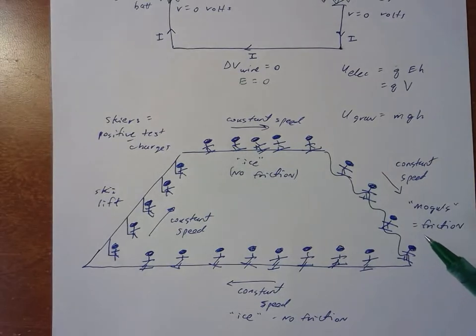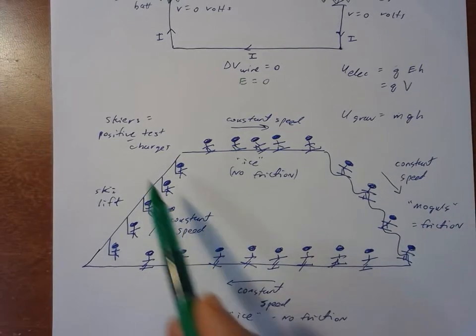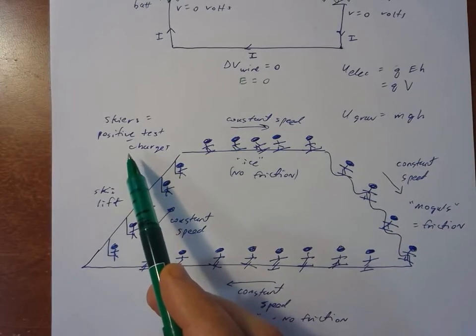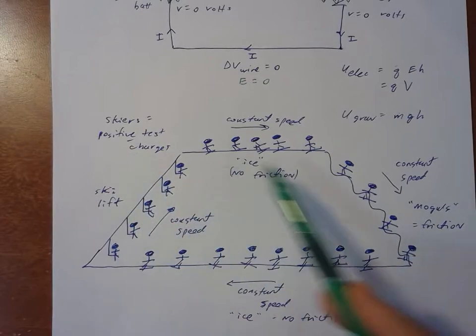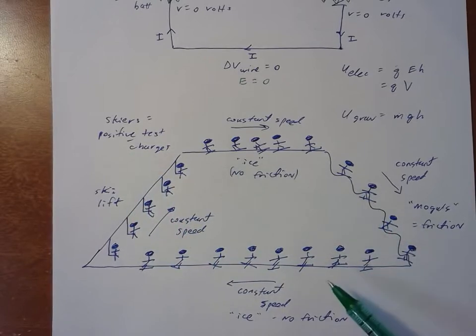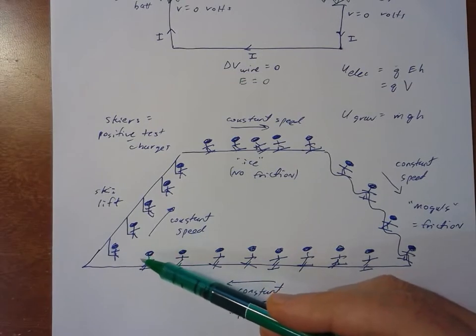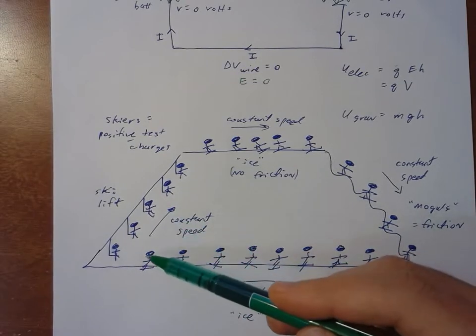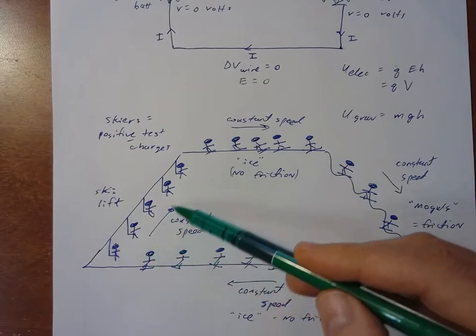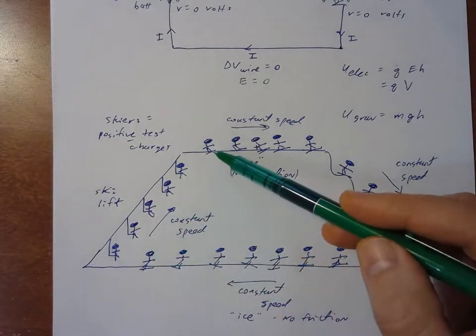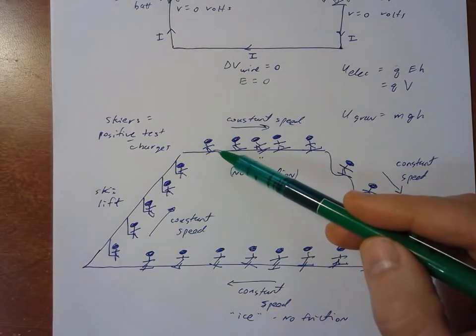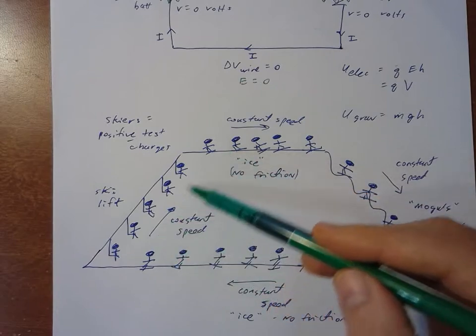So that's a picture that might help you think about what's going on in the electric circuit. The skiers are supposed to represent positive test charges. Now when we think about the mountain with gravity, these skiers, which are masses, are gaining gravitational potential energy. The Earth-skier system would gain gravitational potential energy when the ski lift lifts them up.